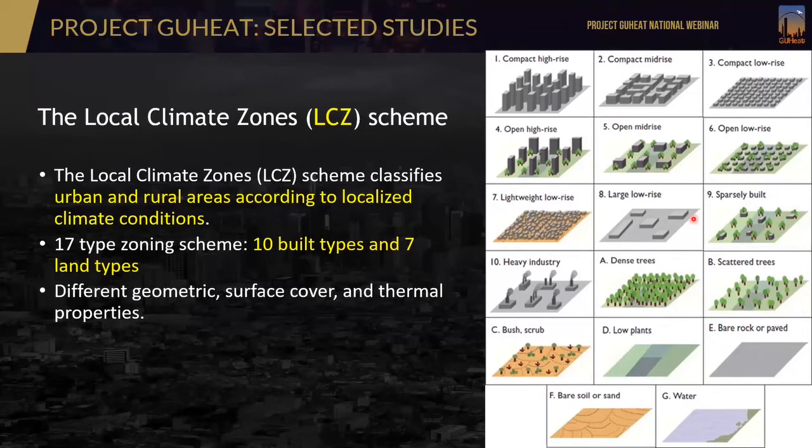In this figure, we can see representations of different local climate zones: compact high-rise, compact mid-rise, compact low-rise, open high-rise, open mid-rise, open low-rise with varying levels of vegetation, lightweight low-rise, and so on. And even bushes, scrubs, low plants, bare rock, and pavements. You can imagine that with all of these configurations, you will have local climates which are very different for these different areas.